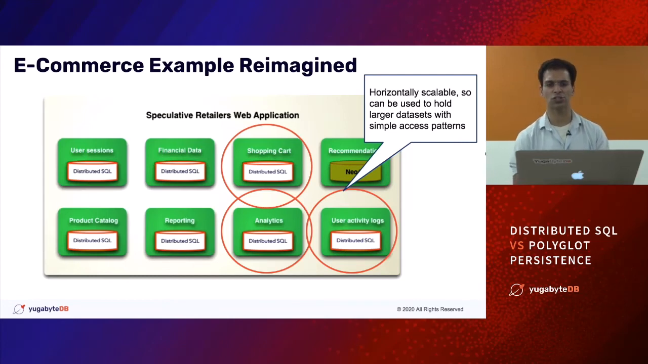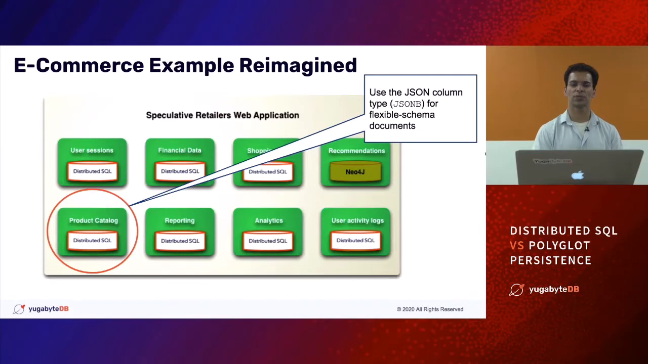Now, let's talk about shopping cart. We said shopping cart doesn't really require a complex access pattern, but it requires data consistency and high availability and the ability to scale. Well, guess what? A distributed SQL database, by virtue of its consistency properties, availability, and scalability, can directly handle that without the need for any other system.